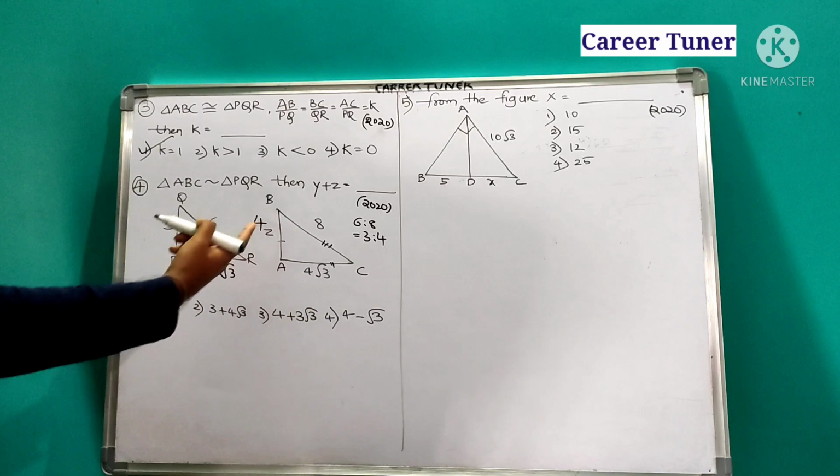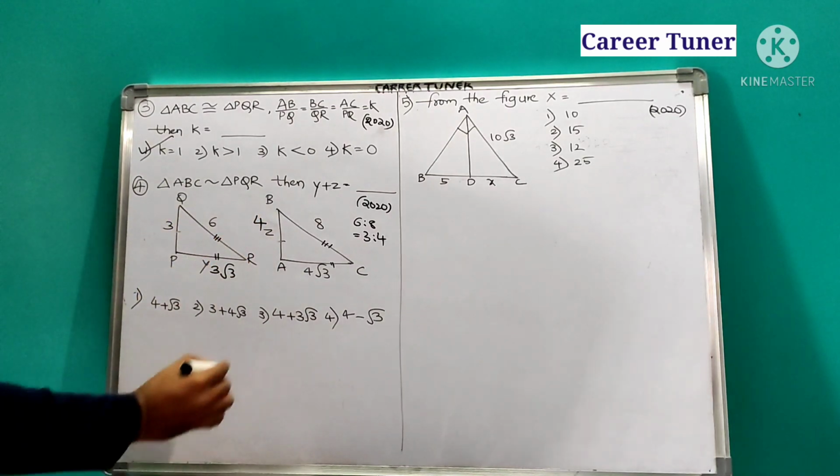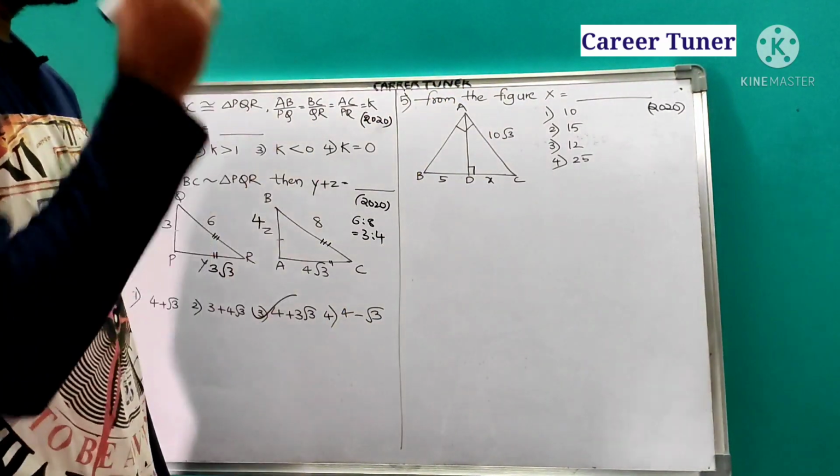So Y plus Z. Y is 3 root 3 and Z is 4. So 4 plus 3 root 3 is our answer, the third option. Next question, the fifth one. From the figure, x value is equal to how much?